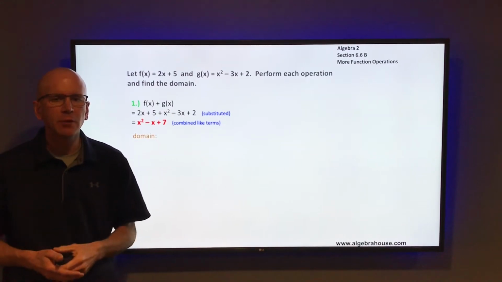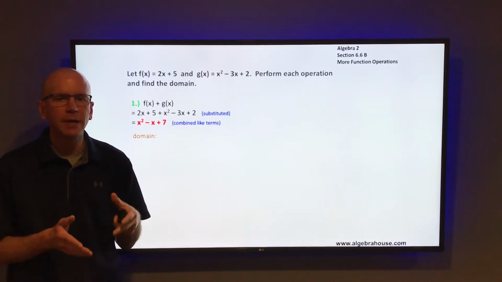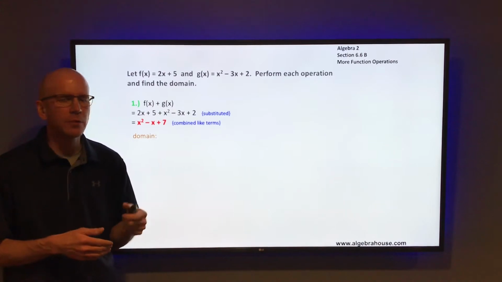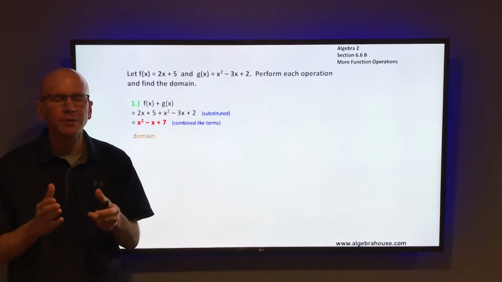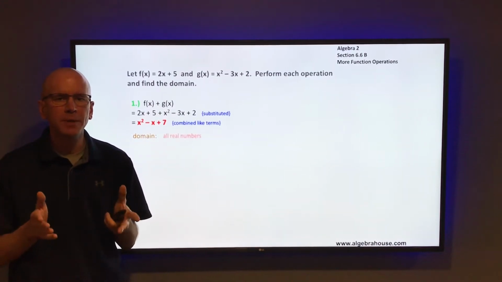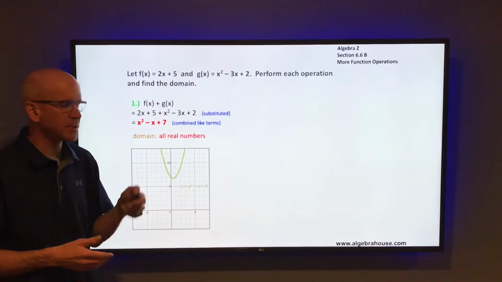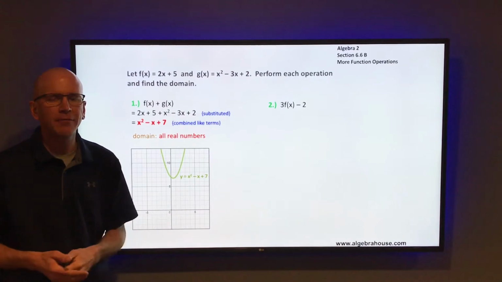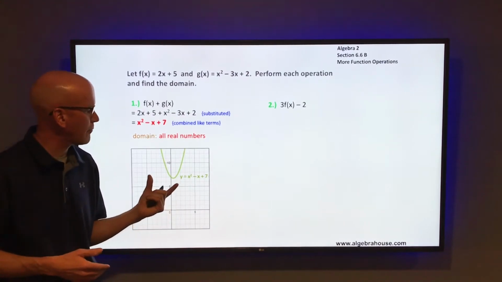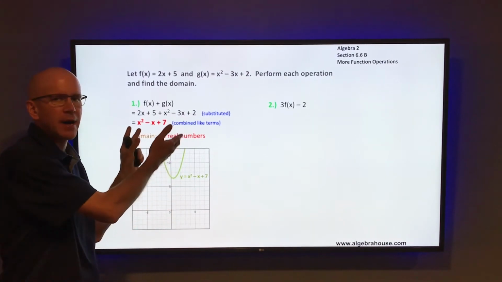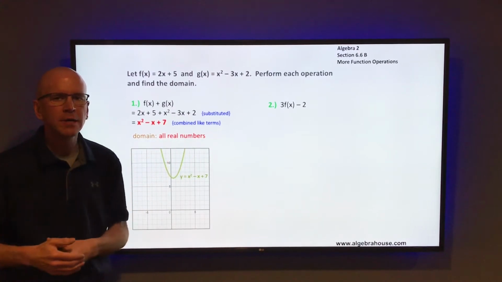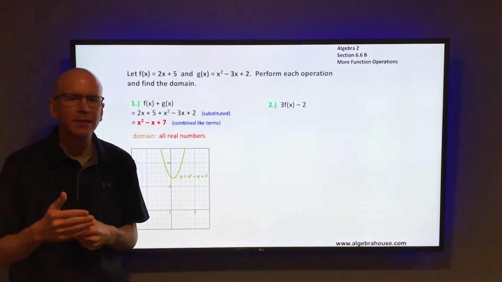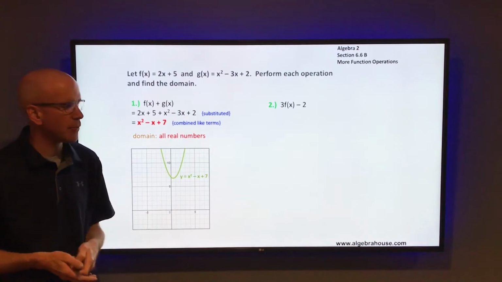Now for the domain, you're looking for any restrictions, any square root signs, any fractions. There are no square root signs, no fractions, therefore no restrictions on the domain. So the domain will be the set of all real numbers. And if that was an equation, such as y equals x squared minus x plus 7, that would be the graph of a parabola, a U-shaped graph that opens upward. As that graph goes higher and higher, it's going to get wider and wider, using or consuming all x values in the construction of that graph.